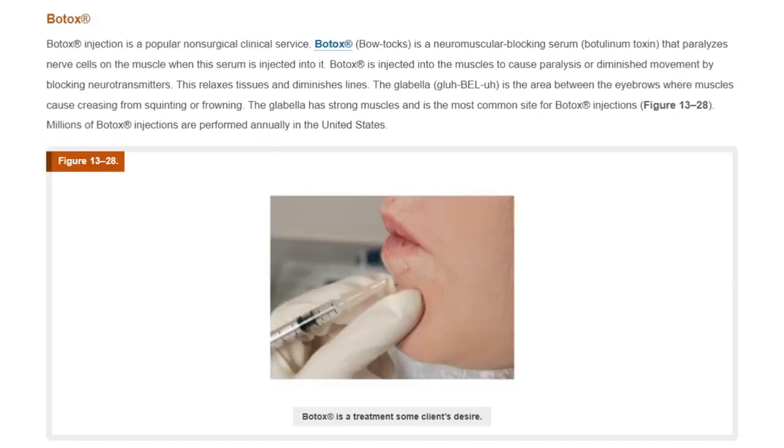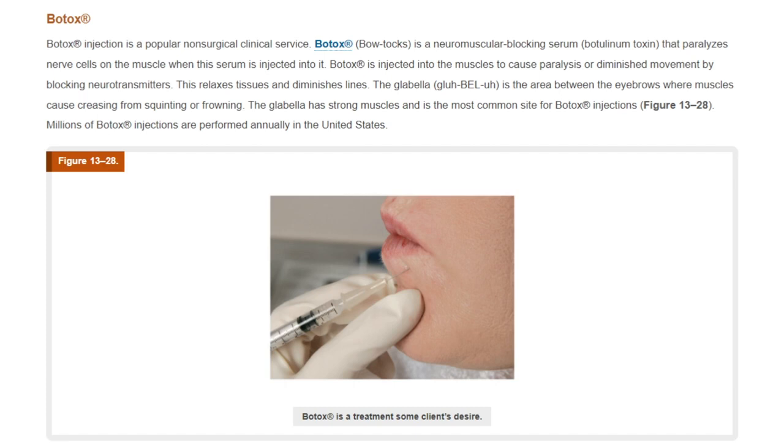Botox®. Botox® injection is a popular non-surgical clinical service. Botox® is a neuromuscular blocking serum, botulinum toxin, that paralyzes nerve cells on the muscle when this serum is injected into it. Botox® is injected into the muscles to cause paralysis or diminished movement by blocking neurotransmitters. This relaxes tissues and diminishes lines.